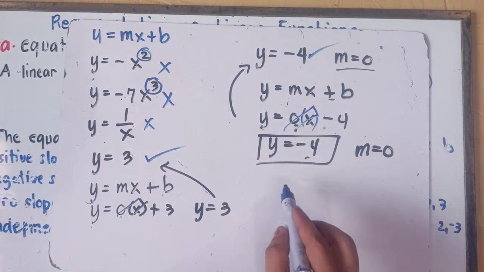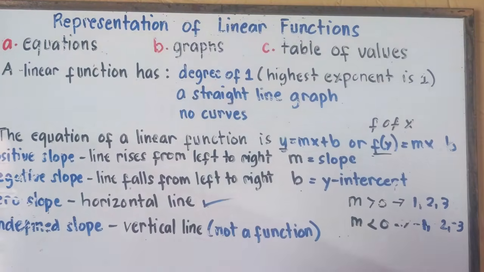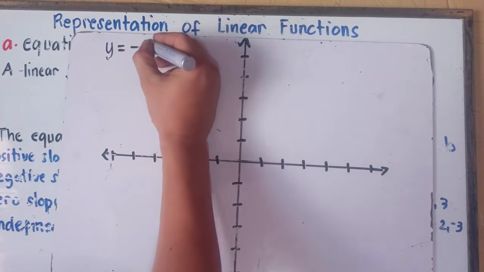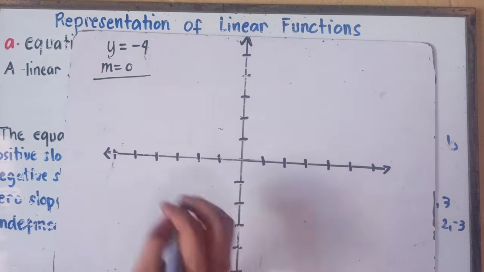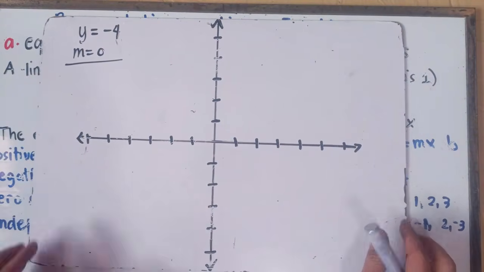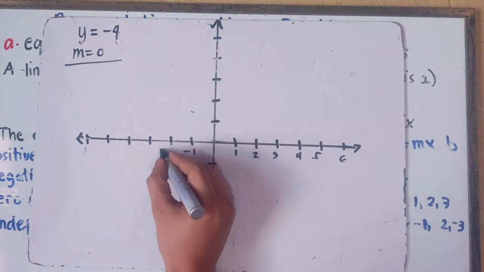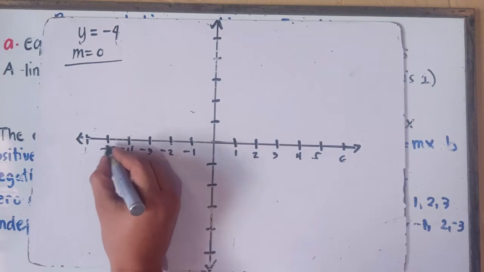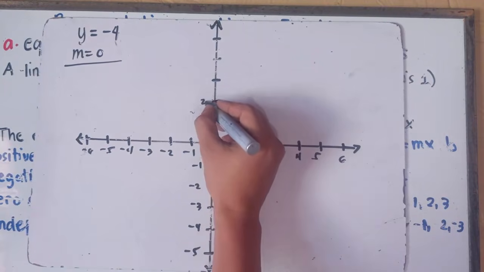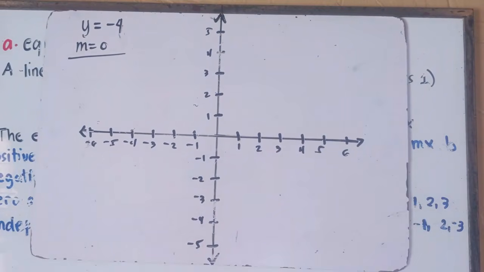Now, question, sir, why do we call this one a function? Y equals negative 4. Okay, let me just explain this one, class. Why do we call this one a function? Y equals negative 4. Of course, our slope is 0, right? Once again, 0 slope, horizontal line. So therefore, y equals negative 4. Where is negative 4, class? If this is positive 1, 2, 3, 4, 5, 6, negative 1, negative 2, negative 3, negative 4, negative 5, negative 6, and on the other axis negative 1 to negative 5 and 1 to 5. Now, where is negative 4, class, in this given Cartesian plane?